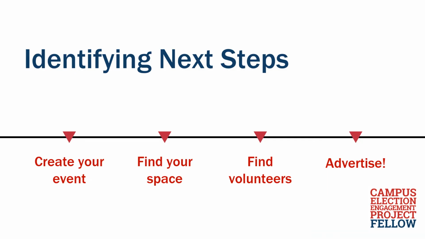For those who might be new to event planning, here's a couple initial steps to get you started. First, create your event. This is your time to be creative and brainstorm some fun events for your campus. Some things to include in your brainstorming is a title, an event activity, and what you would like to offer, whether it's voter registration, voter education materials, or something else. Next, you'll need to find a space to host your event. Is your event virtual or in person? What locations are available to you that are easily accessible to students?